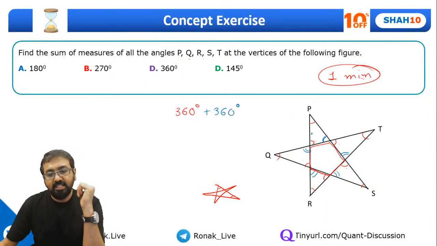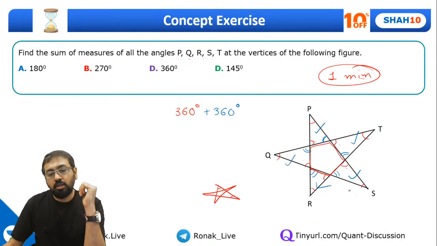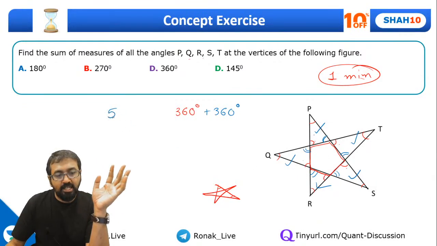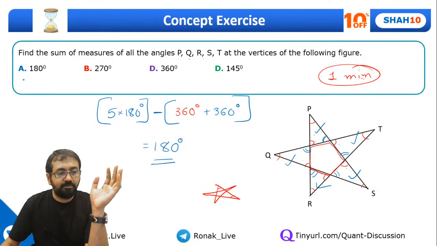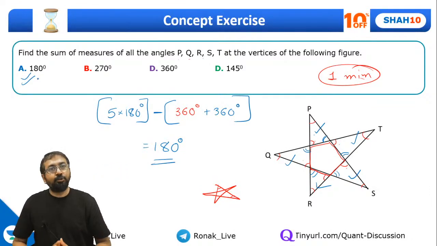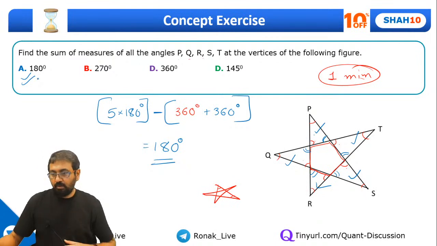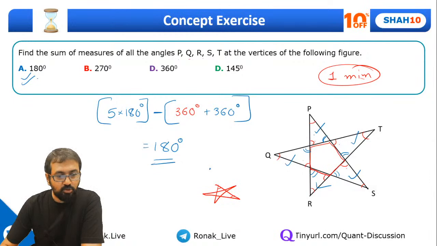right? And can I say these are 5 triangles? The sum of all interior angles in a triangle is 180. So for 5 triangles, the sum of all angles will be 5 into 180 degrees. So the required angle is this 900 degrees minus the 720 degrees. So the answer will come out to be 180 degrees. This is your answer. Guys, have you understood? Okay, great. So let's go ahead.